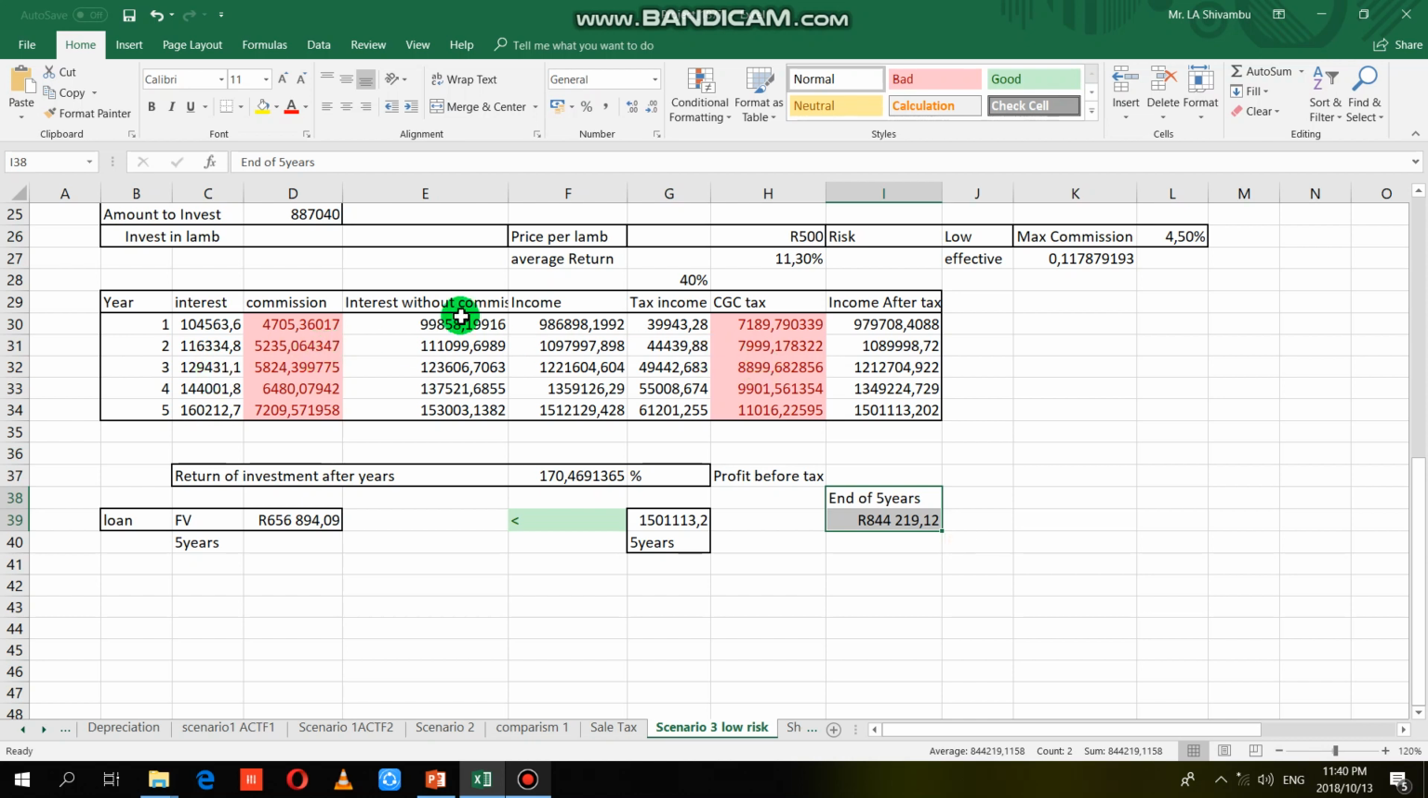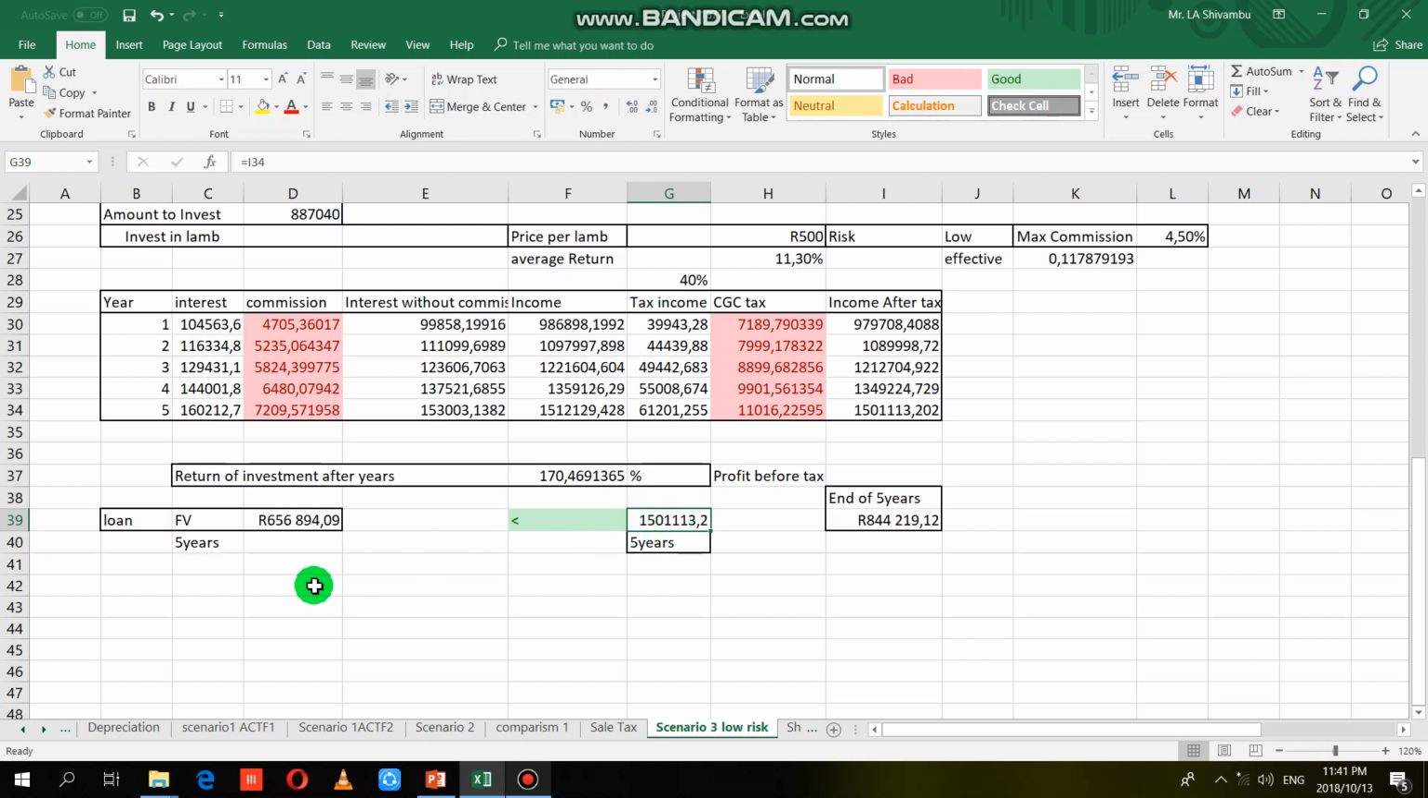Then we can calculate how much tax will be accounted for, and at the end we find that we have a rate of return of 170 in 5 years, therefore leaving an amount of this much after 5 years.